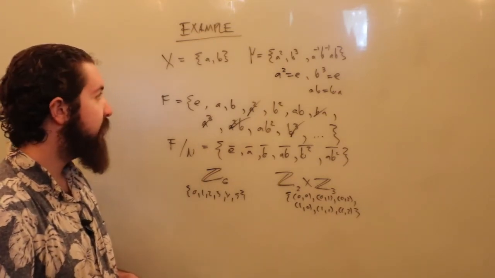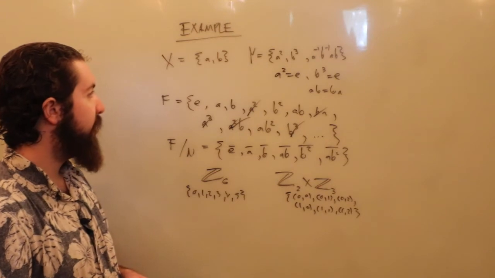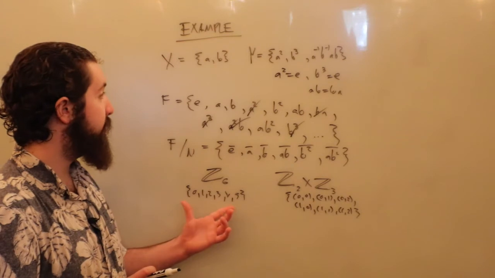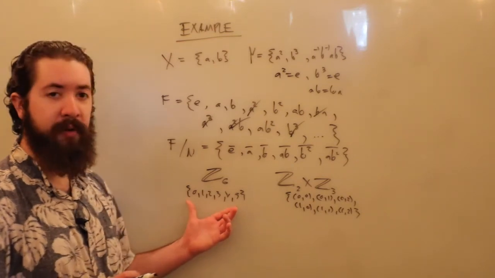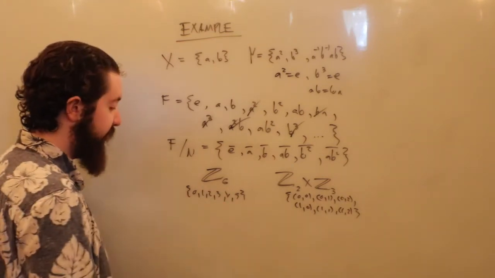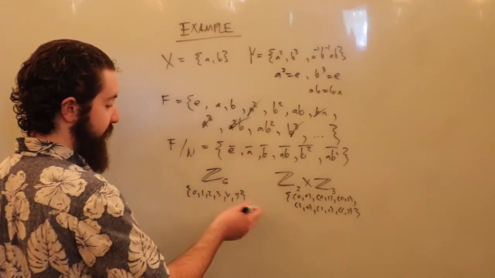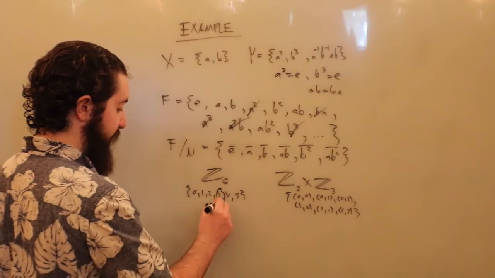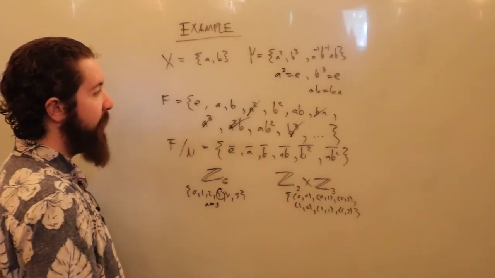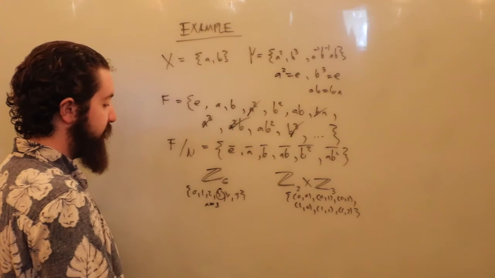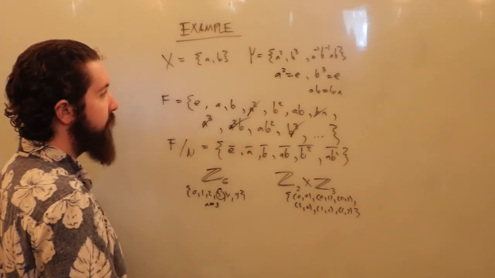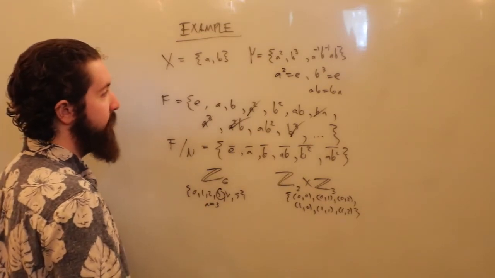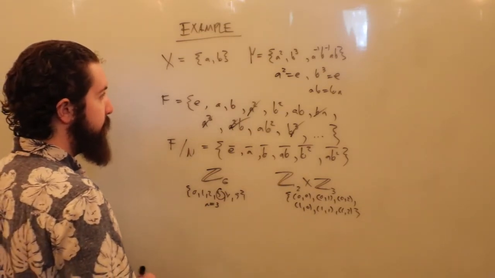Well, let's start with Z6. For A, we need something which squares to the identity, which, because this is an abelian group, we usually talk about as an additive group. So we need something which added to itself gives you the identity, and this is just going to be 3. So A is equal to 3. Now what about B? We need something which, when you cube it, or in this case when you add it to itself 3 times, you get the identity.